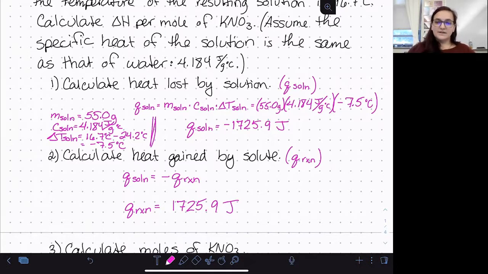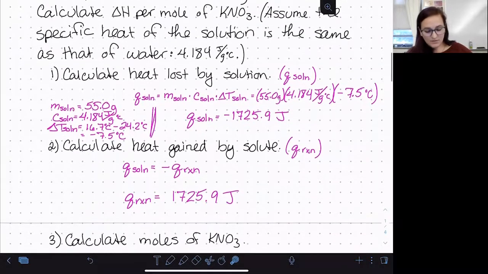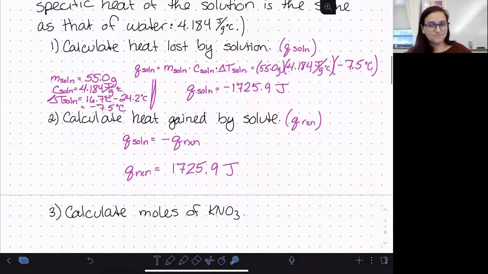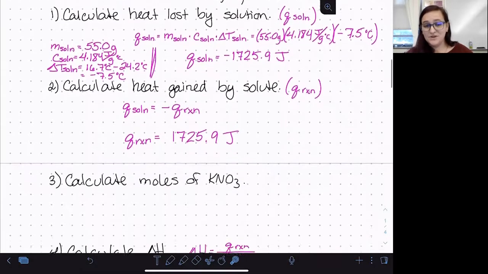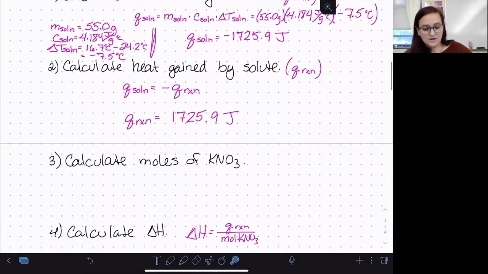So to calculate delta H, we need heat per mole. We have heat, so this is the Q. This is the heat that's going to go into our delta H, but we need to know how many moles of our substance reacted. Just a gram to mole conversion using the molar mass.